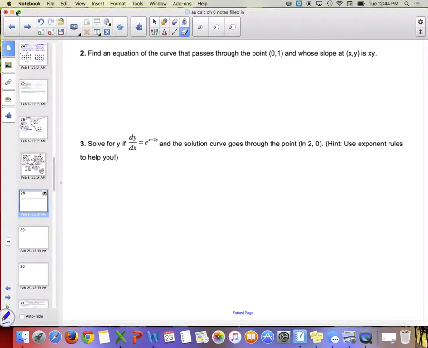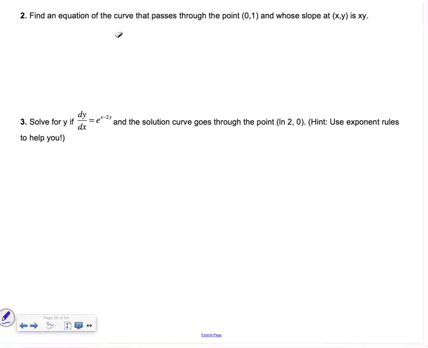We left off with differential equations and slope fields. So we have 2 more examples in this section, and then we're going to do a couple from your homework, and then we're going to move on to the next section, which is more differential equations. So this is a pretty important section.